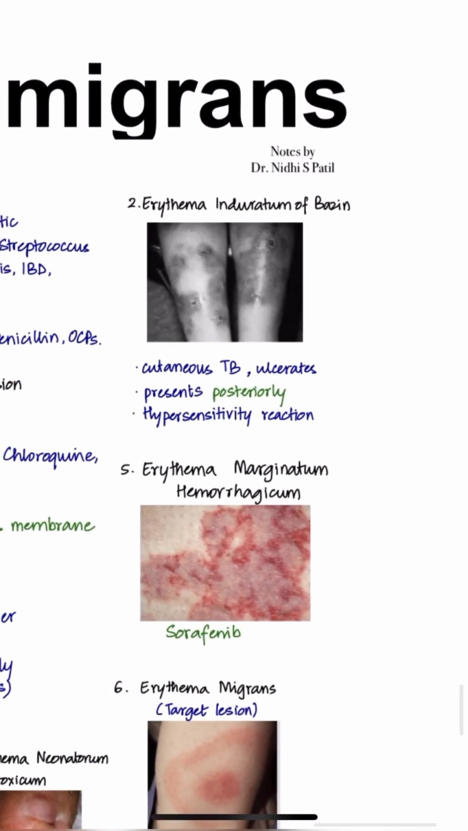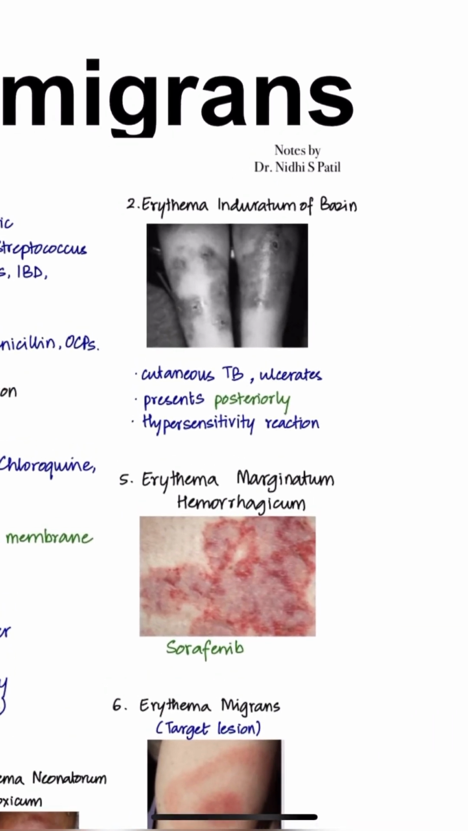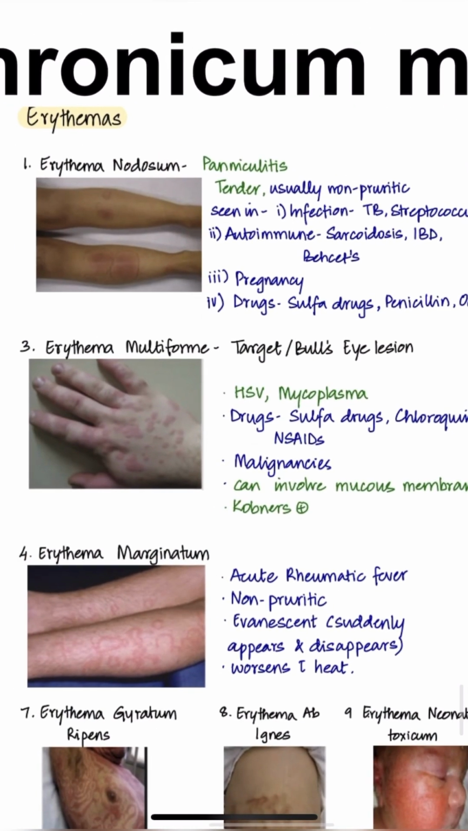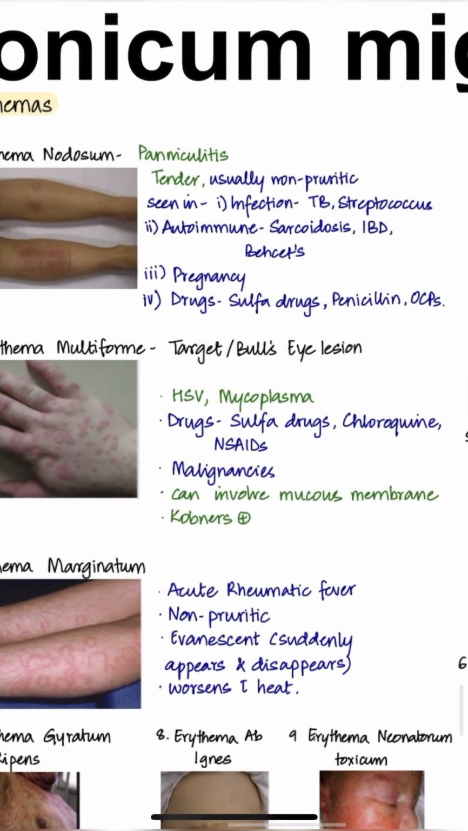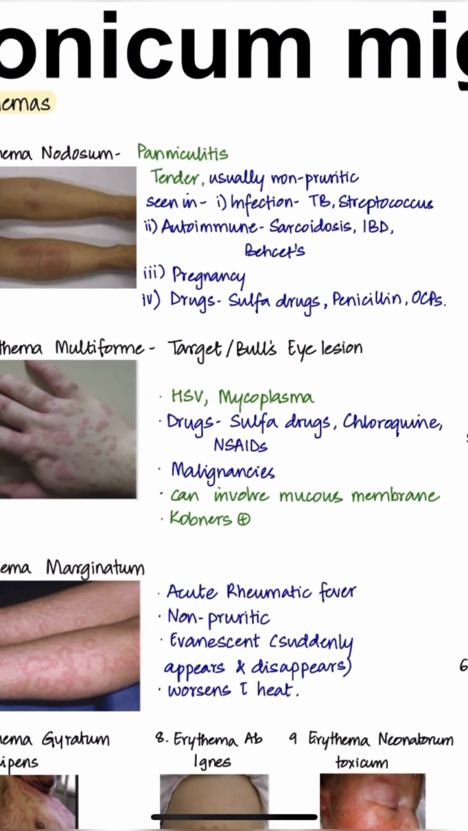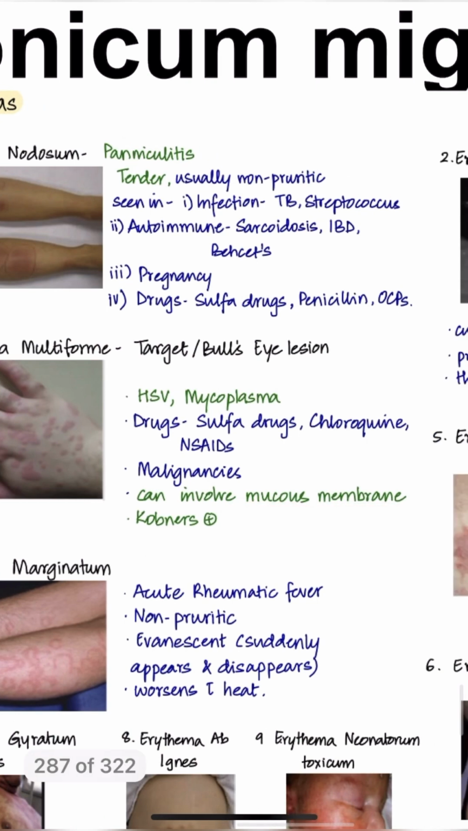Next is erythema induratum of Bazin. It is cutaneous TB, ulcerates, presents posteriorly, and it is a type of hypersensitivity reaction. Erythema multiforme, target or bull's eye lesion, seen in herpes simplex or mycoplasma, in drugs like sulfa drugs, chloroquine, and NSAIDs, seen in some malignancy and can involve mucous membrane, and Koebner phenomenon is present.